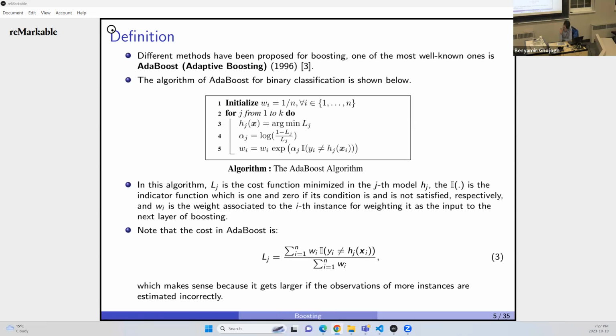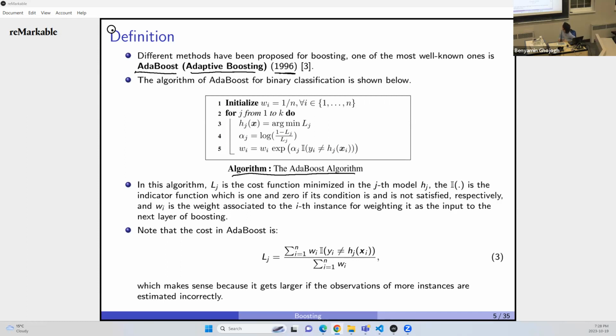Boosting is a family of methods. The most famous one is AdaBoost, short for adaptive boosting. It was proposed in 1996. The algorithm of AdaBoost for binary classification is shown in this algorithm. So what is it doing? We'll see. We'll talk about every step of this.